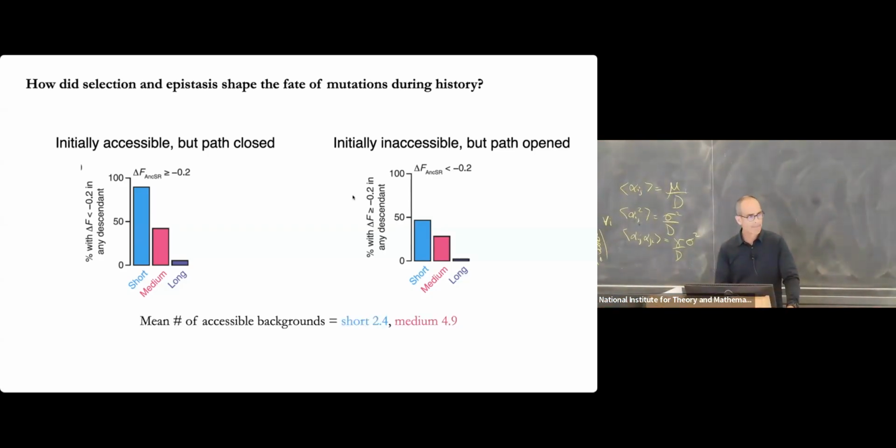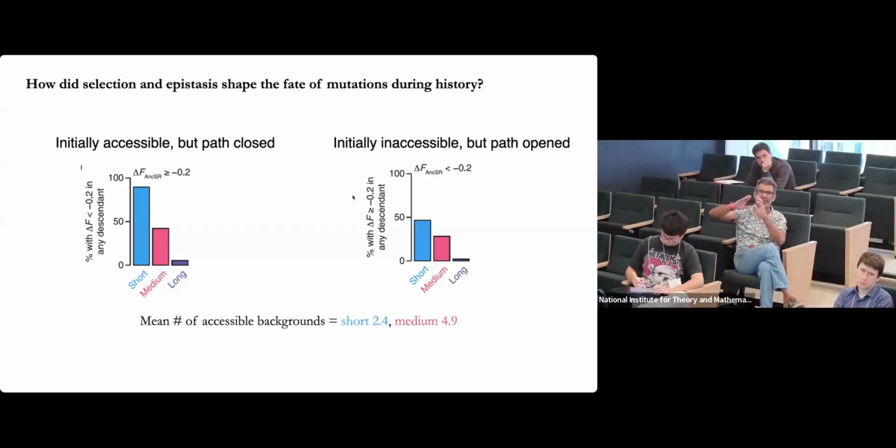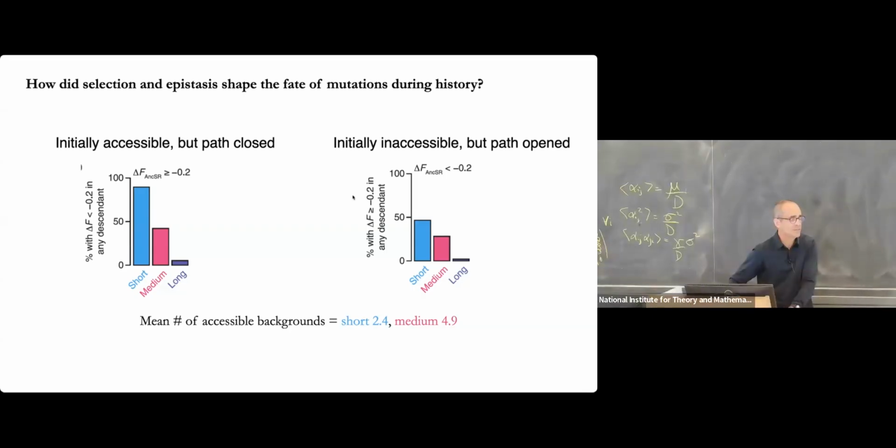Sorry, but the absolute number, the distributions of delta F is pretty similar across short, medium, and long. This is percentage, but if I looked at the absolute number, I'm just wondering if the long ones are mostly those that are always neutral or always totally destructive. Yes, that's what I... Yeah. And the short and medium ones are fluctuating between neutral and sort of bad or a little bit good.